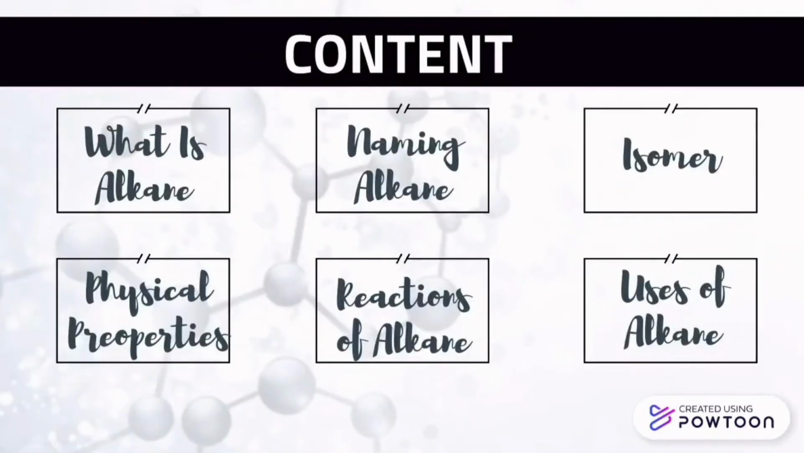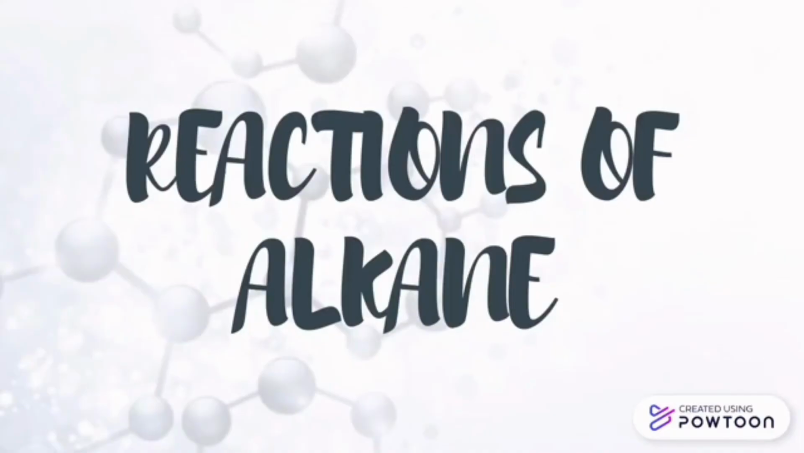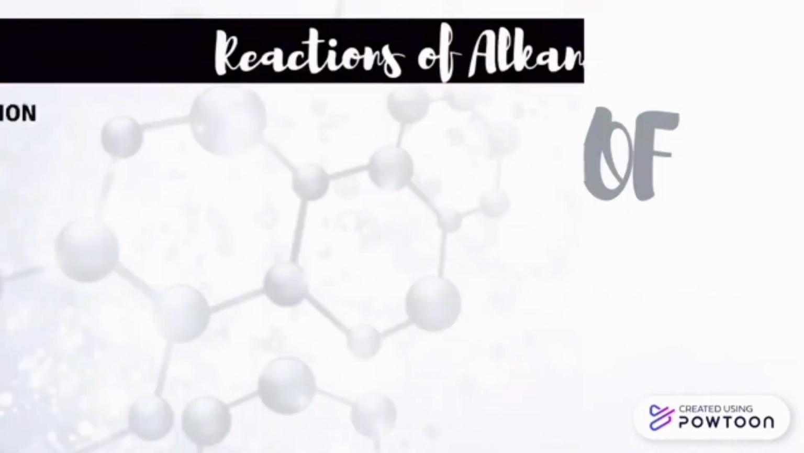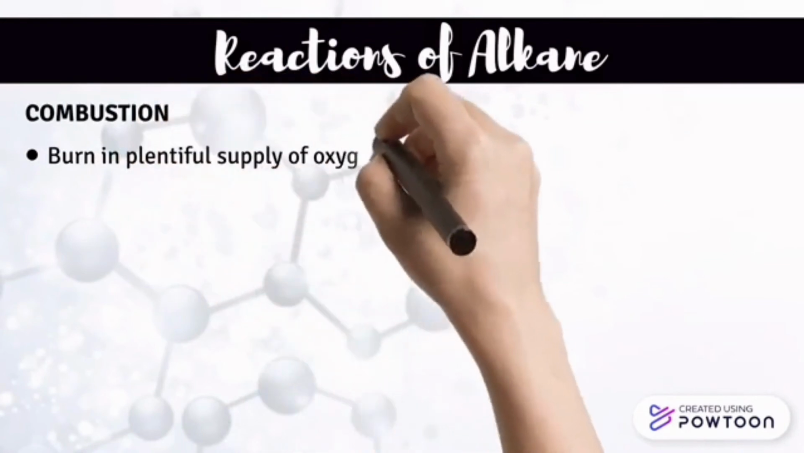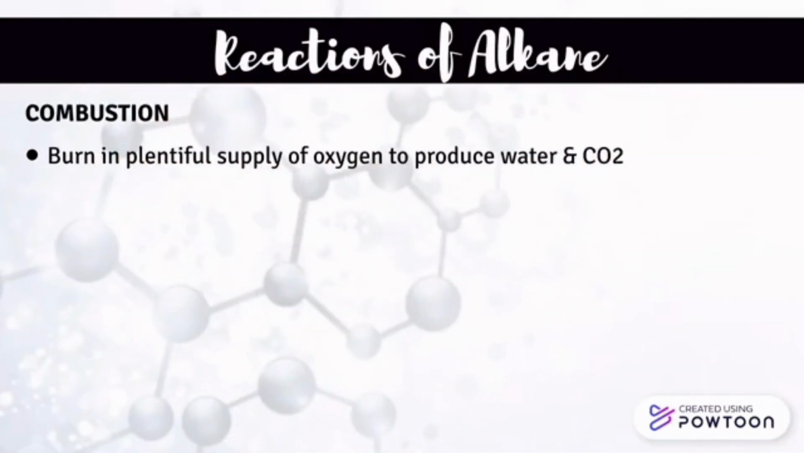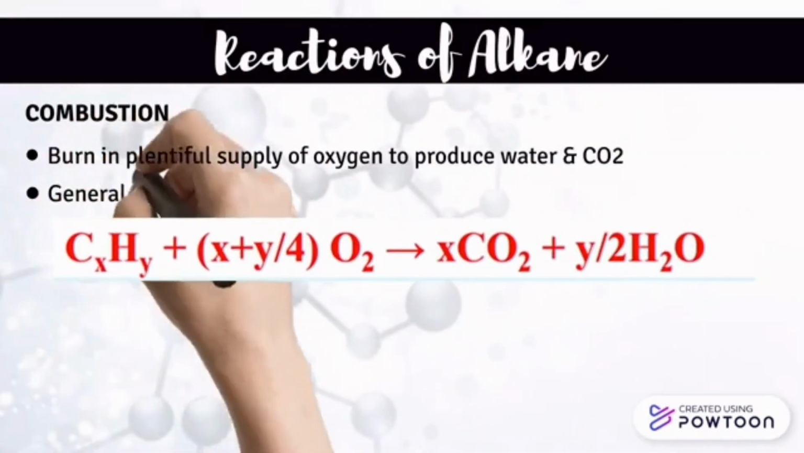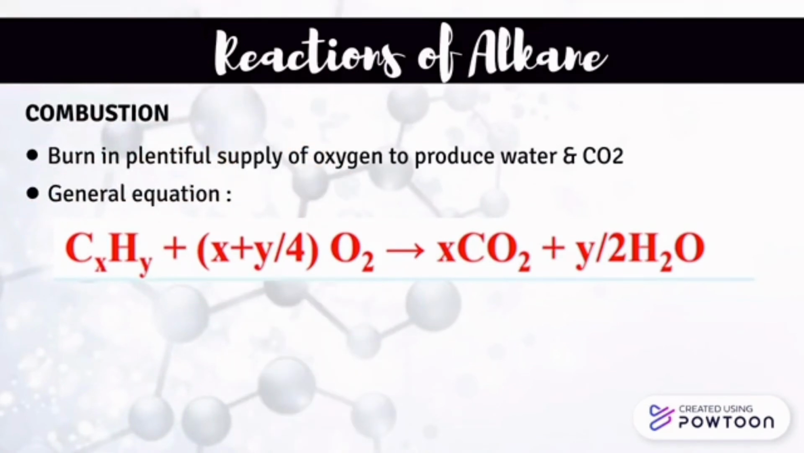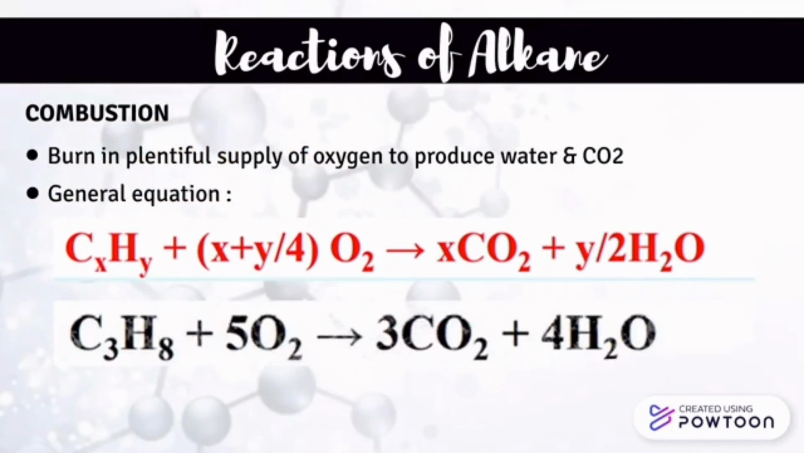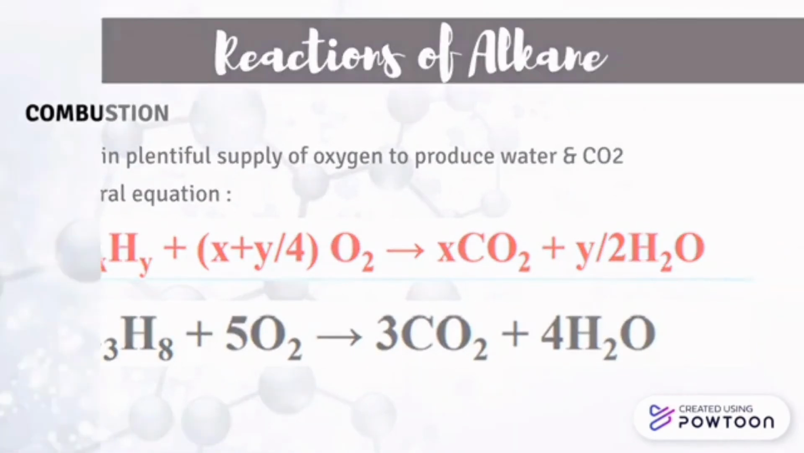Alkane's reactions involve only two reactions, which are combustion and halogenation. In combustion, alkanes are burned in a plentiful supply of oxygen to produce water and carbon dioxide. This is the general equation for combustion of alkanes. For example, propane reacts with 5 molecules of oxygen to produce 3 molecules of carbon dioxide and 4 water molecules.